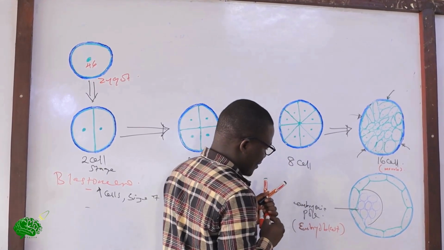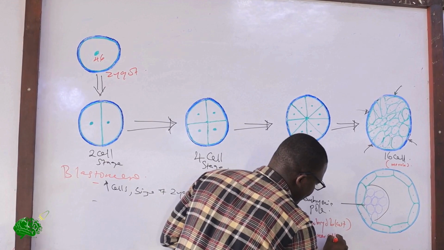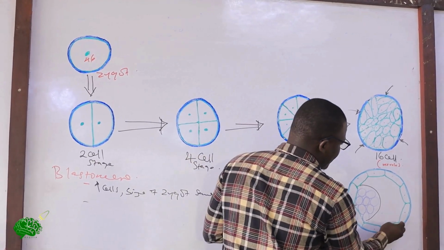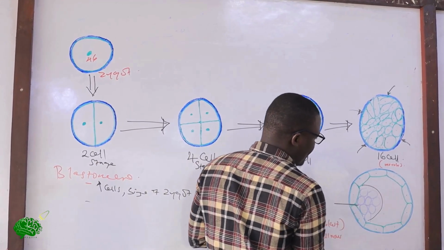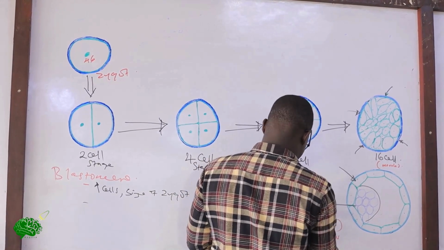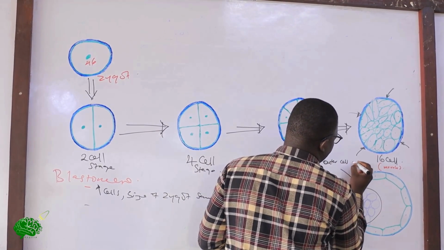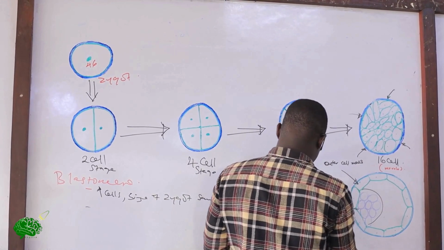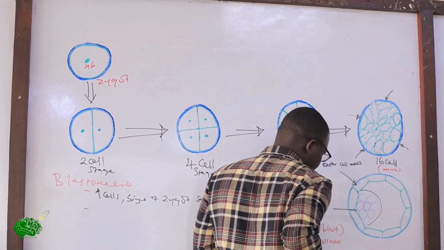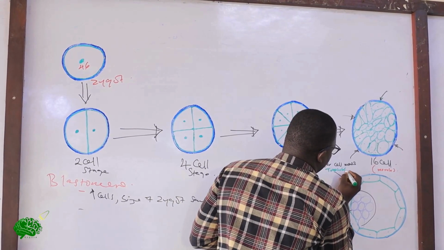or inner cell mass. The cells that have been pushed to the periphery, which become more and more flattened, are termed the outer cell mass. This outer cell mass is also termed the trophoblast.